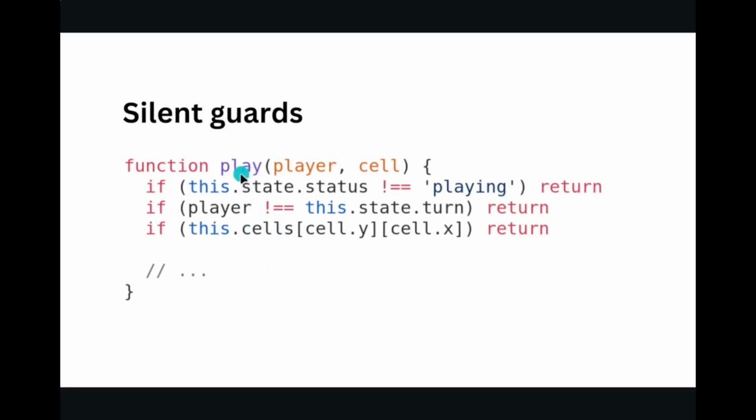So imagine our function I just showed you before. Imagine that at the top of the function, we put a bunch of if conditions and we can check, is the status of the game playing? Otherwise, return. Is it this player's turn? Otherwise, return. Is the cell already taken? Otherwise, return. But notice these are all silent. It's just returning. There's no effect.